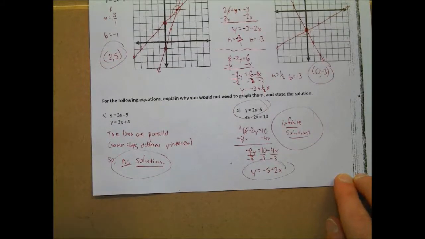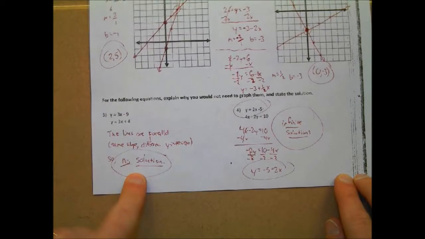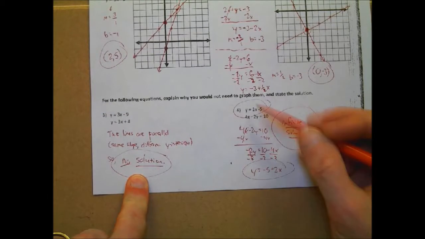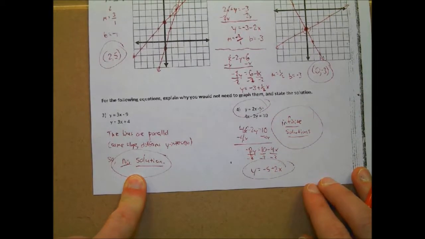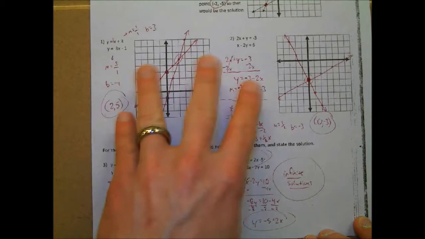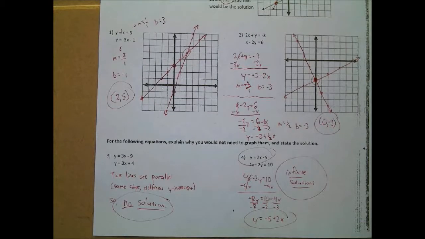So parallel lines, same slope, different y-intercept, no solution. Same lines, same slope and same y-intercept, infinite solutions. And then intersecting lines, where they just intersect. Questions on any of that?